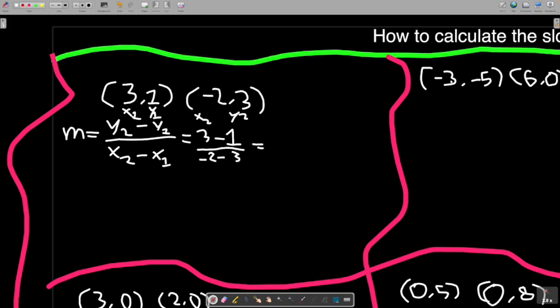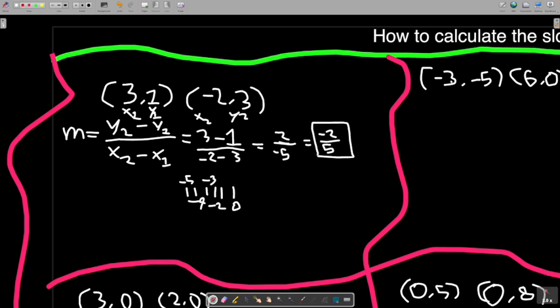So 3 minus 1 equals 2. -2 minus 3, well, think about it. If you have -2 on a graph, let's say this is 0, and then -2, if you're subtracting, you're going to go to the left. So 1, 2, 3. So this is -3, -4, and the final answer is -5. So it's 2 over -5, which is equal to -2 over 5. So that's the slope for this equation, -2 over 5.